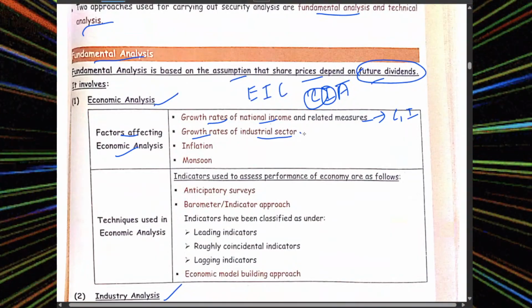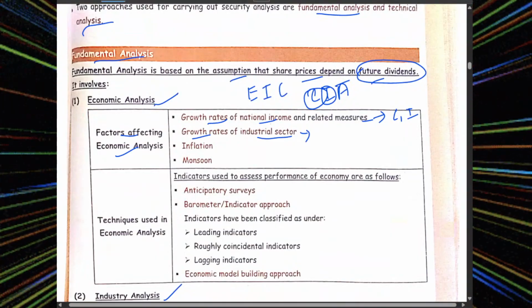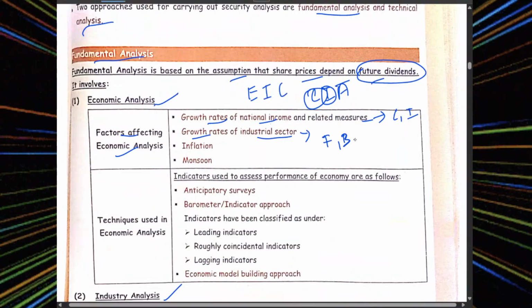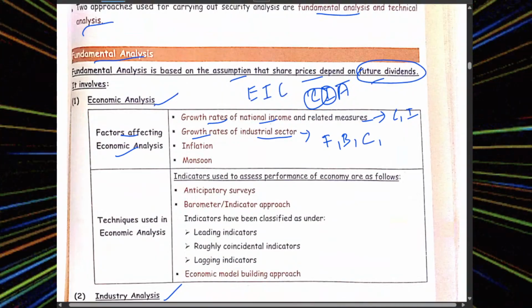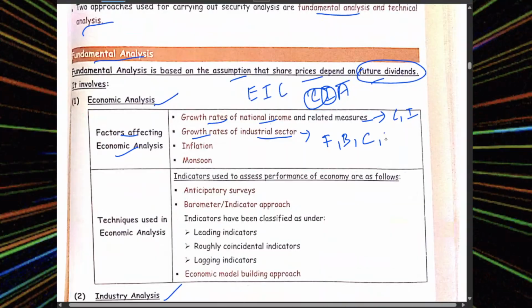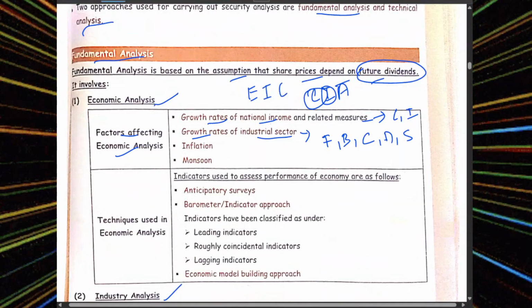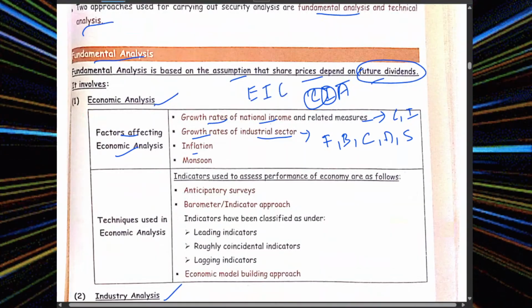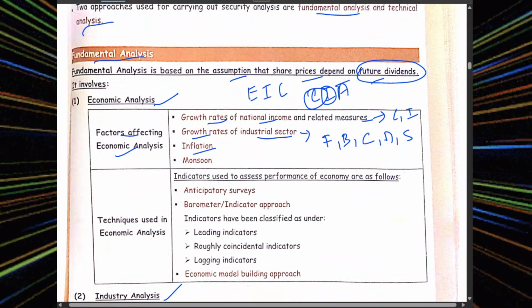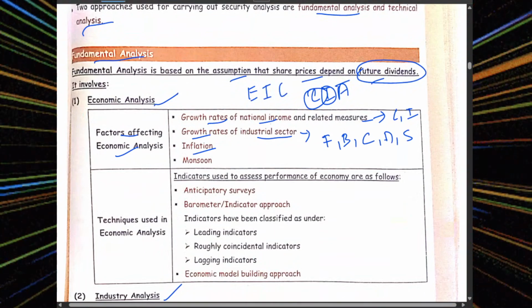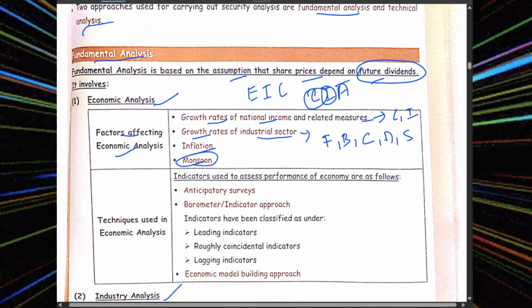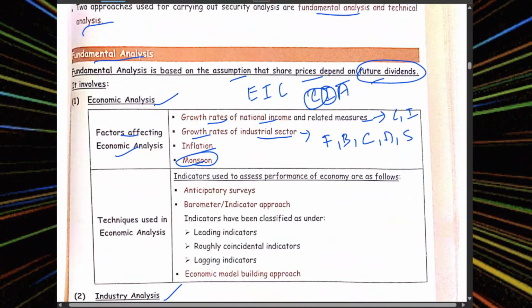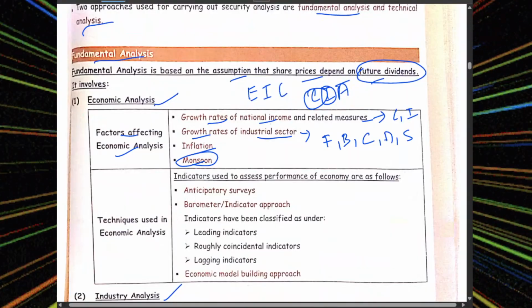Growth rate of industry sector. Which sector is it? Industry, finance sector, banking sector, commercial sector, and then automobile sector, service sector. Which sector, and how has it been affected? Inflation, so prices increase, like the gold price. Monsoon, what season is it? So drought season, summer season, winter season. So which season is there?